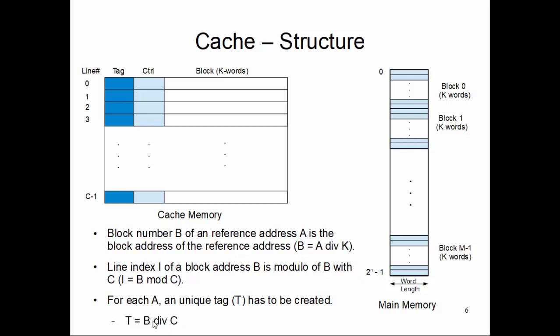So T is also unique for a given address, right? Or I would say it's not a given address, but a given block. Its T is unique. All right. So A div K, again to reiterate, gives a unique block address. For a unique block address, B div C gives a unique tag. So tag is associated with a block.